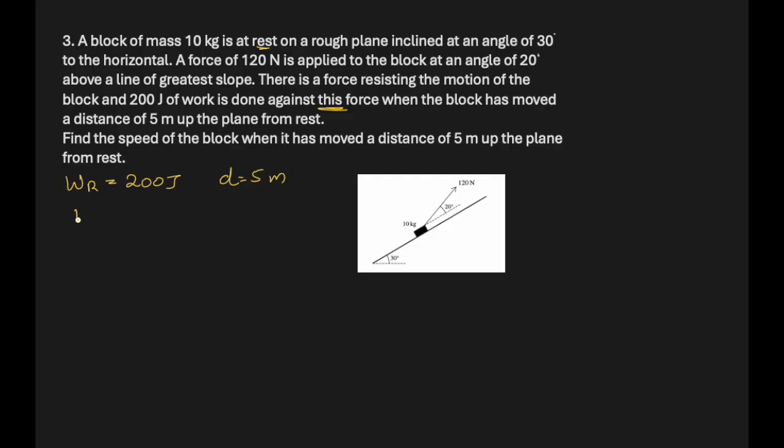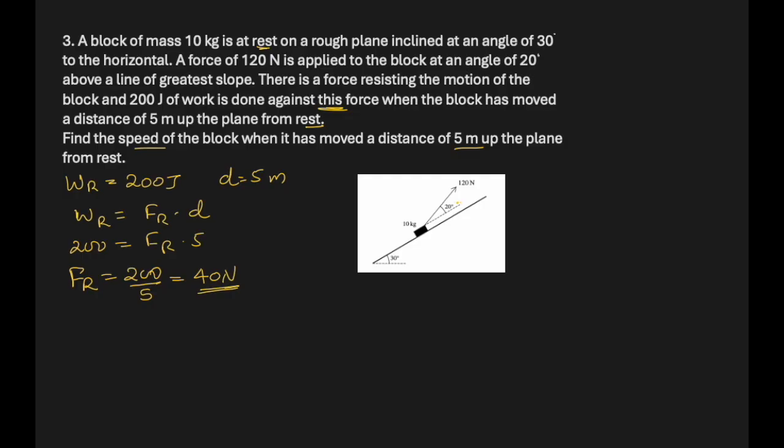So we can find Fr in this case, because we know that Wr is equal to the resistive force times the distance traveled. So 200 equals Fr times 5. So the resistive force is 200 divided by 5, which is 40 newtons. Find the speed of the block when it has moved a distance of again 5 meters from rest along the plane. We can use energy as well as force. Since I found the force already, let me try to use this.